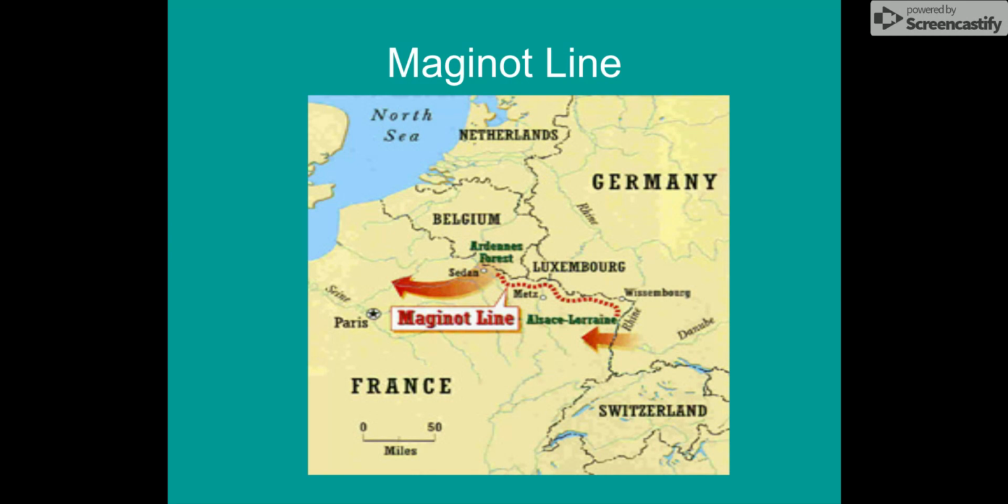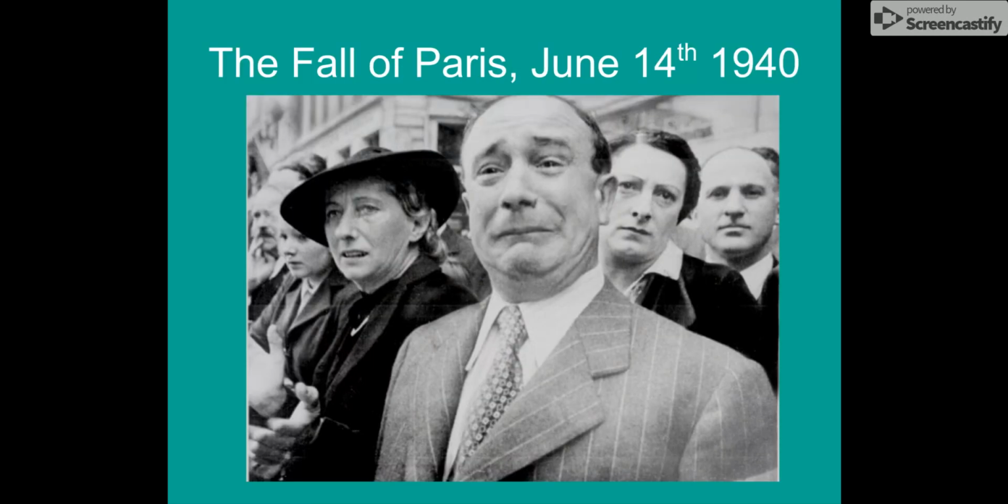All right, the Maginot Line. This was a defensive line that was built in France to protect them from the Germans after World War I. The problem is, this is a different kind of war. So what did the Germans do? Went right around the Maginot Line. Good defense, France.